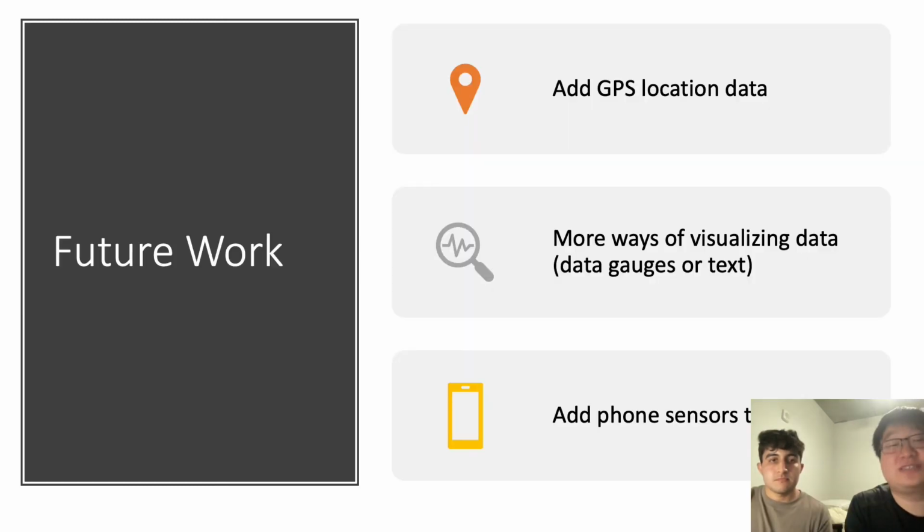The work we have done this semester is great, but for future work, some additional features would be very helpful, such as adding GPS location data and more ways of visualizing data, like data gauges or larger text or adjustable text, or maybe changing contrast or color that will aid a rider in shaky conditions to actually see the data. And then we could also add some phone sensors, such as accelerometer, gyroscope, and barometer, to the data recording to have additional sensor data in our recording.